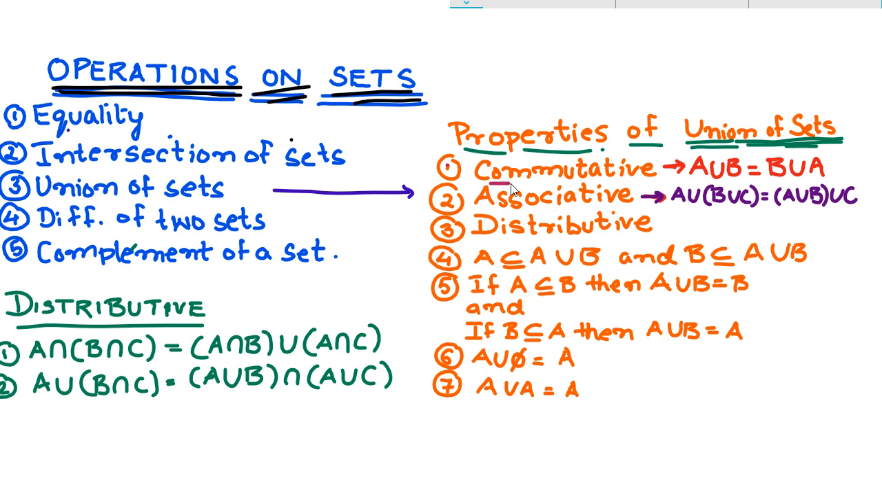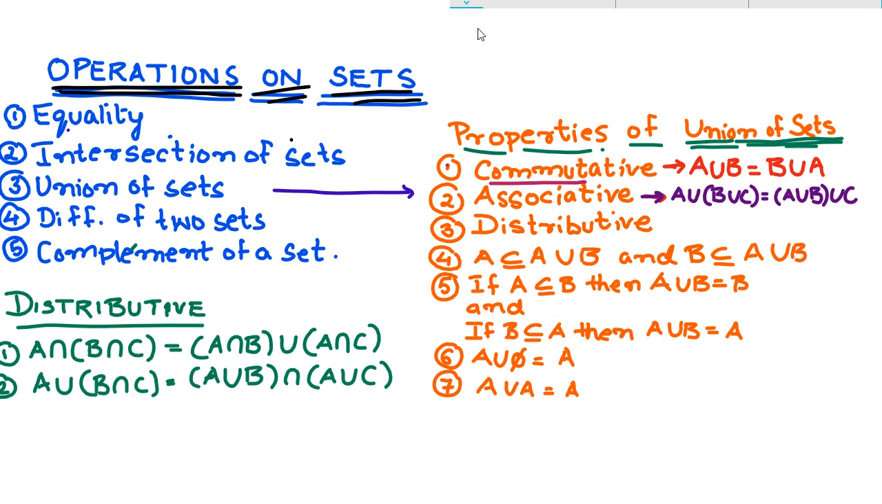Commutative property basically means to commute, to move a set from here to there, so that you can build up an association or a relationship. Like we discussed in our intersection of sets, the commutative property also holds true for union of sets. So A union B is equal to B union A.